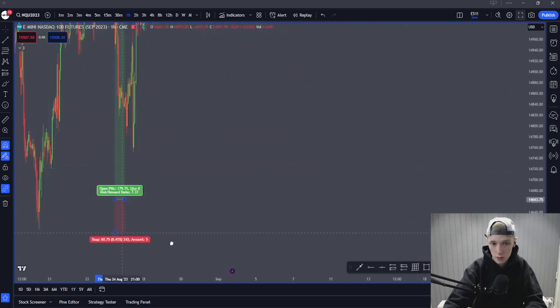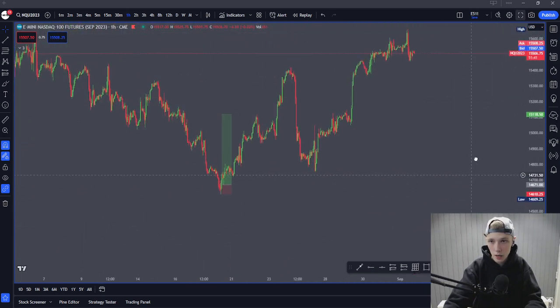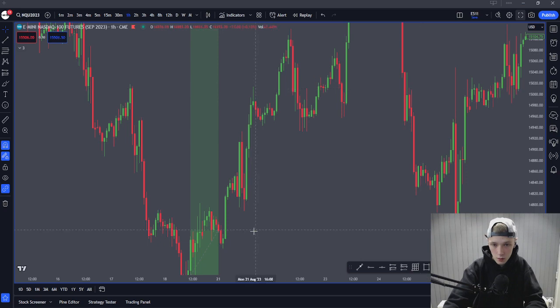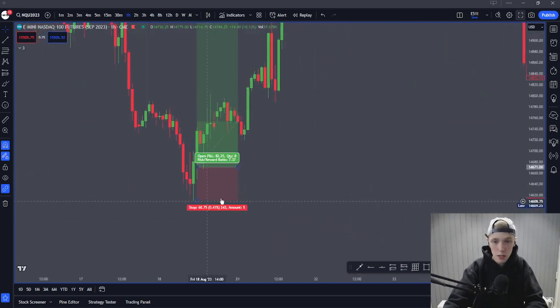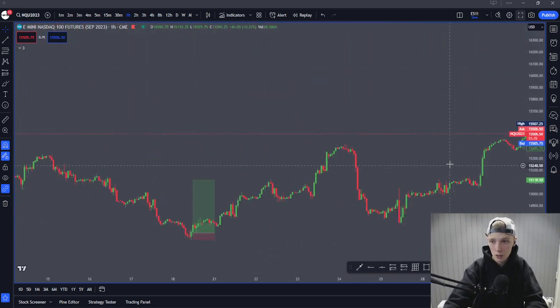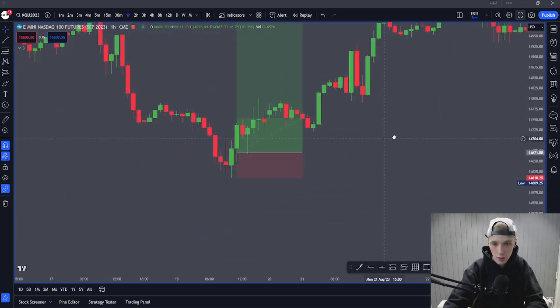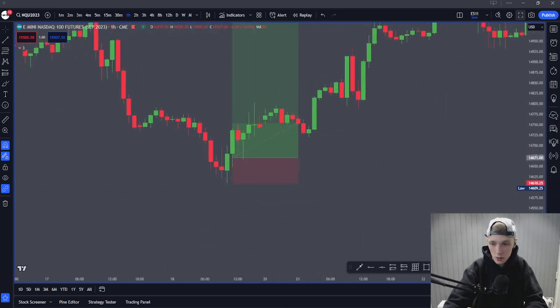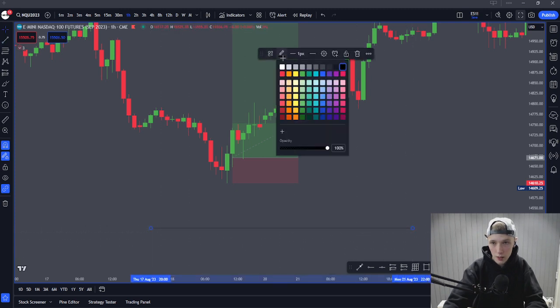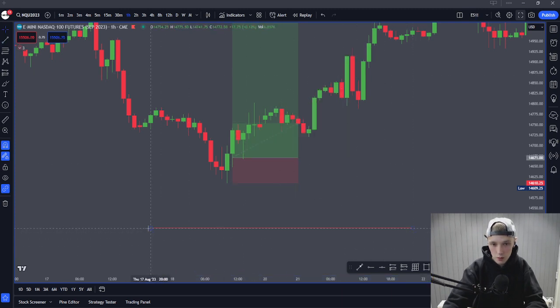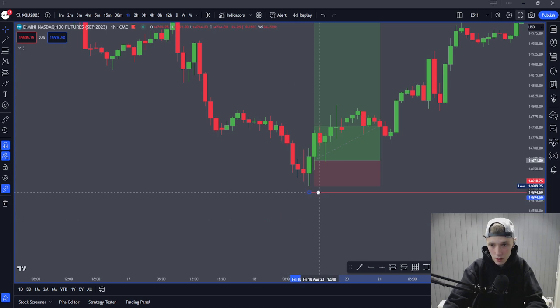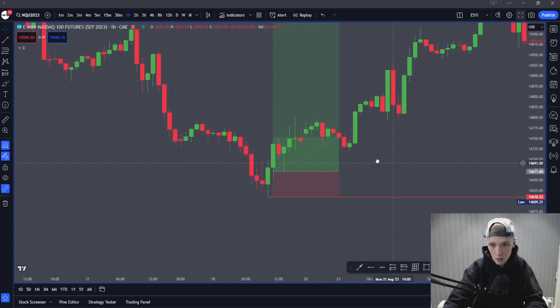I don't think we have attacked this low yet. No, we haven't. So this would be major liquidity as of right now, because the market is all the way up here. This would be a major sell side liquidity, because this is where someone would place their stop loss. They will place it right here, and they would enter somewhere over there.